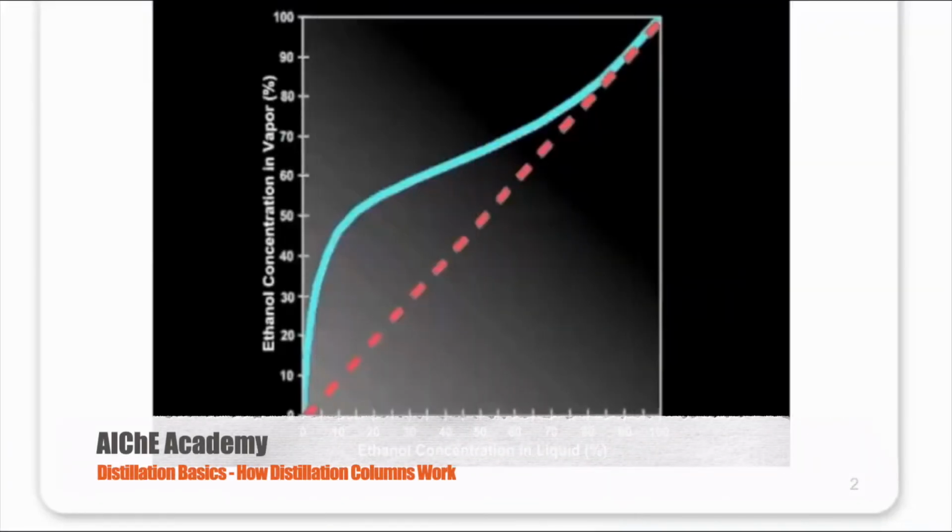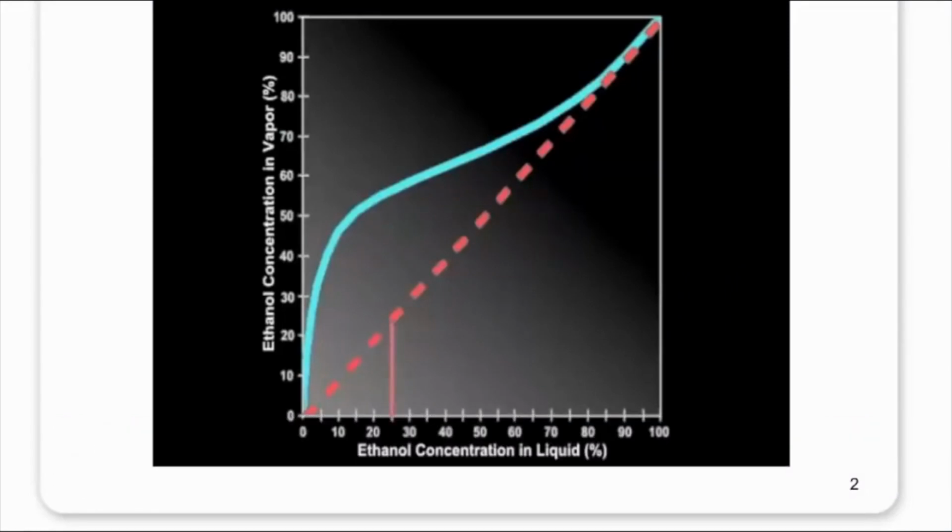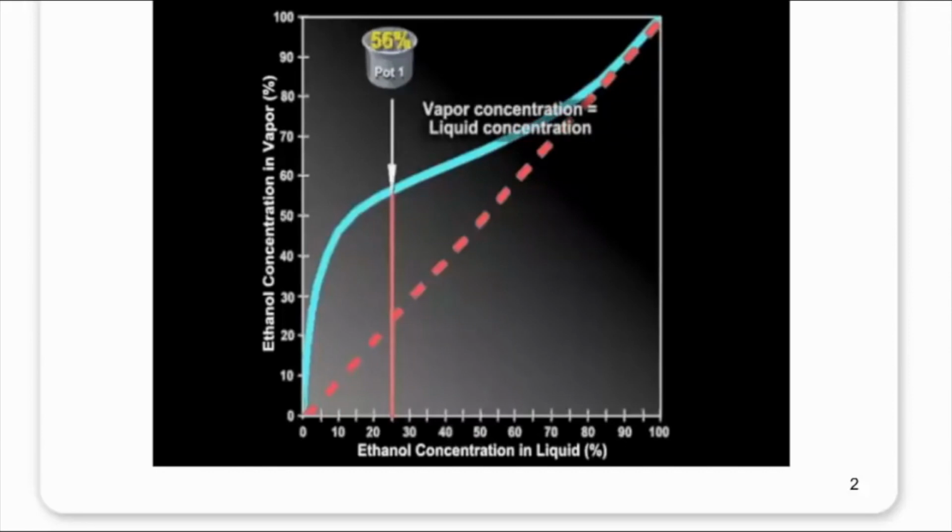Let's look at the sequence of steps on the equilibrium diagram for ethanol water. Suppose the initial ethanol-water mixture is 25% ethanol and 75% water. The ethanol concentration of the vapor of this first stream is 56%, as we see on the equilibrium curve. If we condense this vapor to a liquid and feed it to a second pot, the liquid mixture is also 56% ethanol.